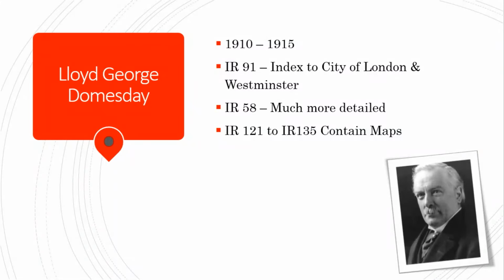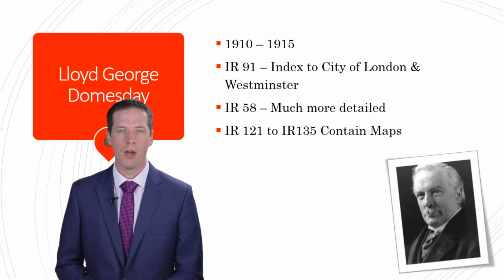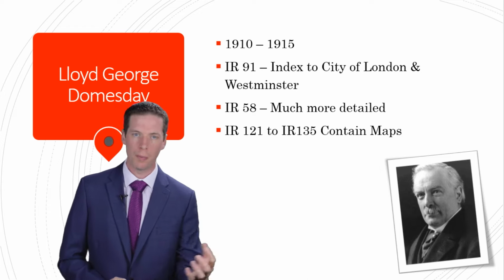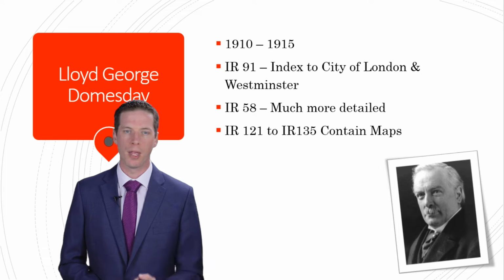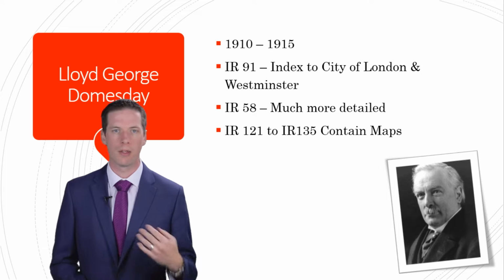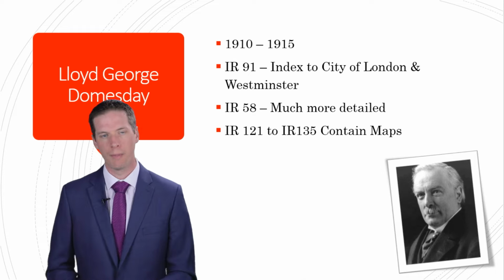If we move a bit further forwards in time, we go to the Lloyd George Doomsday, which is a period from 1910 to 1915. Now, Lloyd George needed to raise extra funds for inland revenue, and to do that he introduced a new tax. It was quite a complicated tax based upon the increase in value of your property over time due to public spending, whether that is on new roads and infrastructure or new public services in your area.